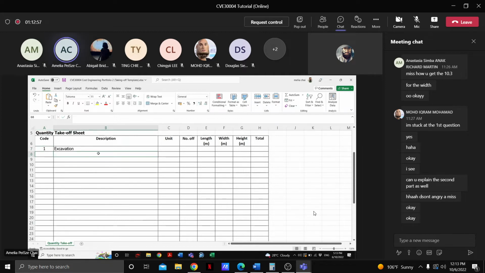Under excavation, we have what? Excavate from 2.35 meters to 0.85 meters depth. And excavate from 3.5 meters depth to surface level. Okay, so this should be earthwork here, I think.